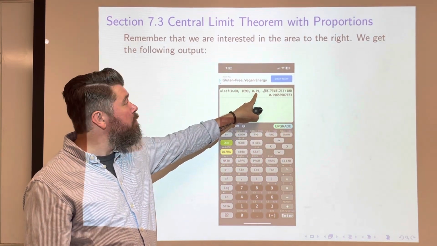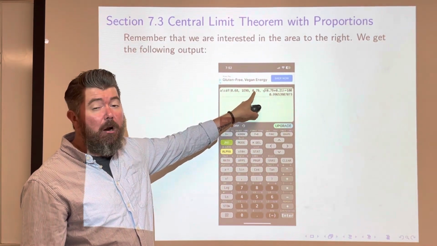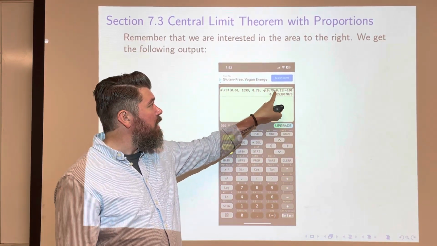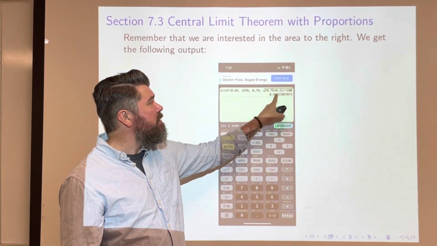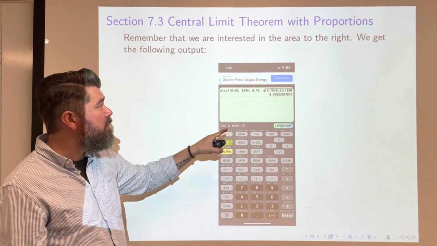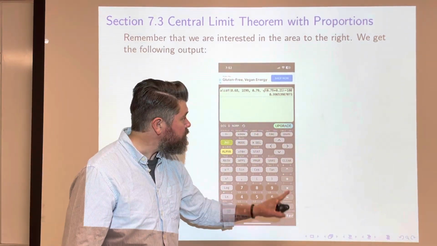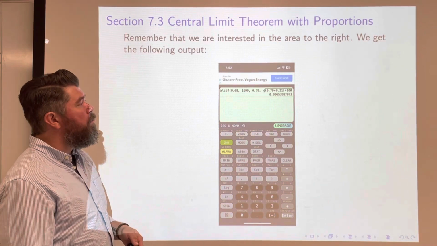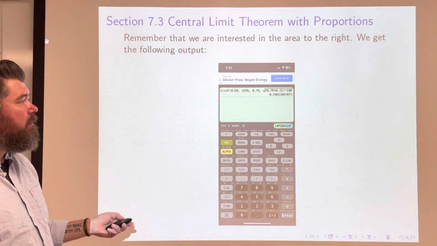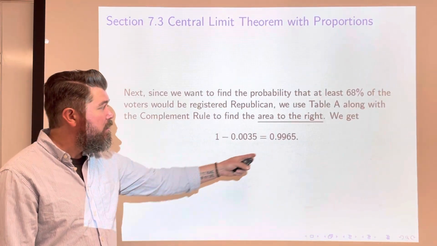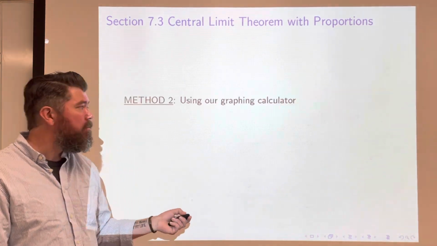Our mu is 0.79. Remember, our mu is p. And then our sigma is this nasty square root. And we hit enter, and we get 0.9965, which is exactly what we got in our last problem.